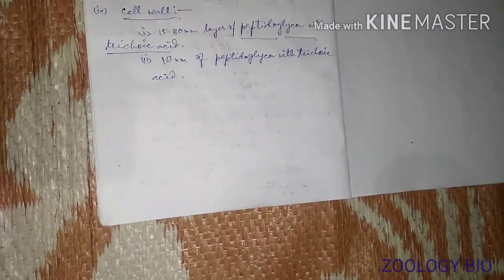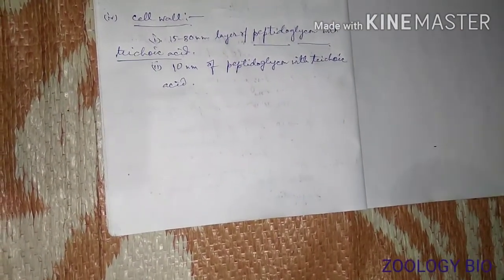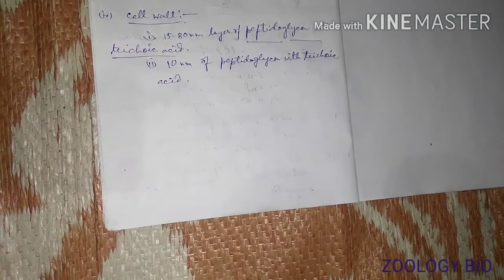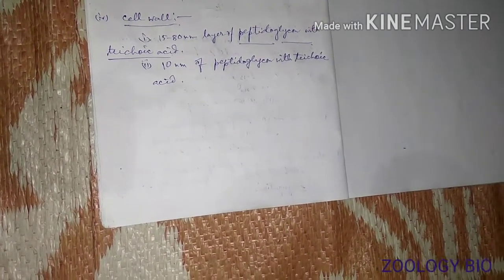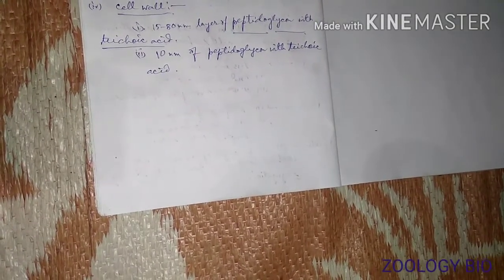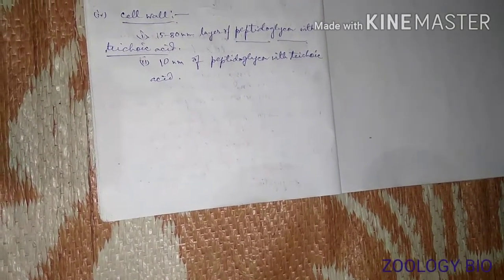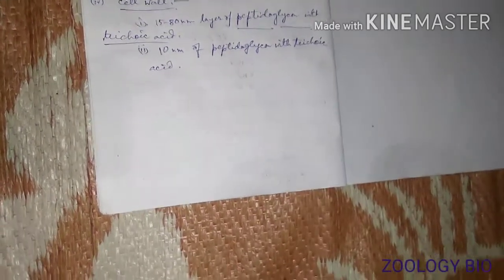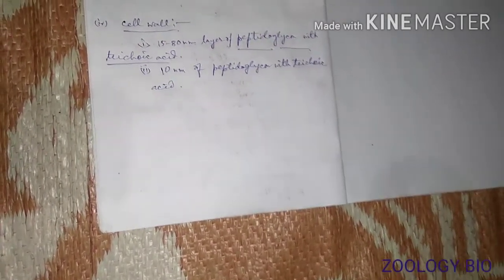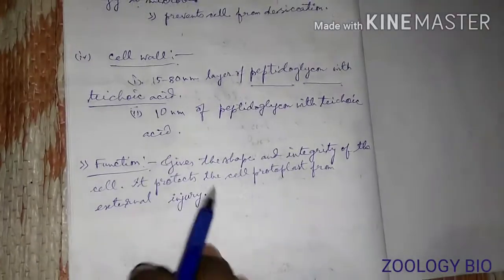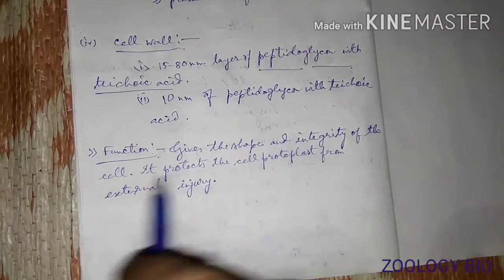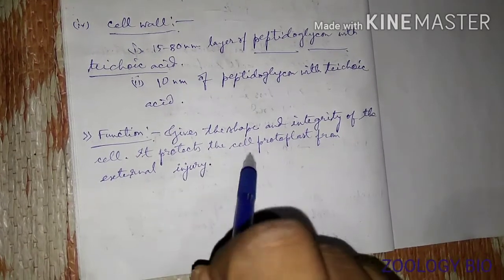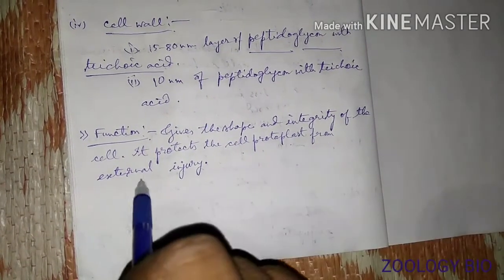So, the protoplast of the bacterial cell is surrounded by a rigid, thick, elastic cell wall composed of complex material called mucopeptide, lipoprotein, lipopolysaccharide, and phospholipids. The function is that it gives the shape and integrity of the cell. It protects the cell protoplast from external injury.